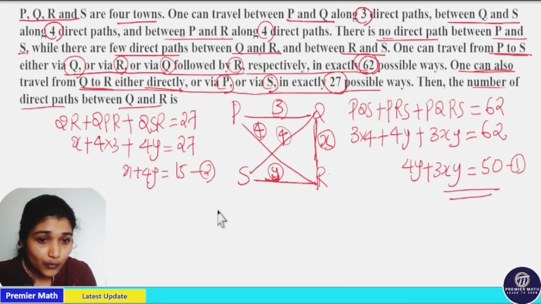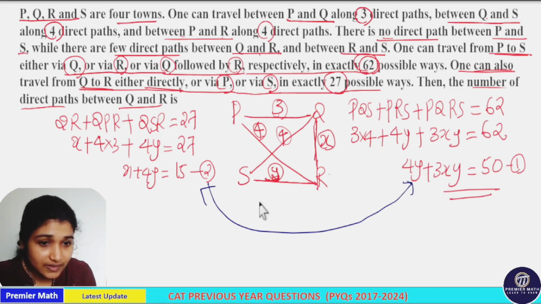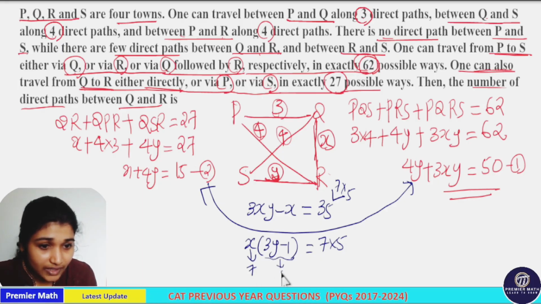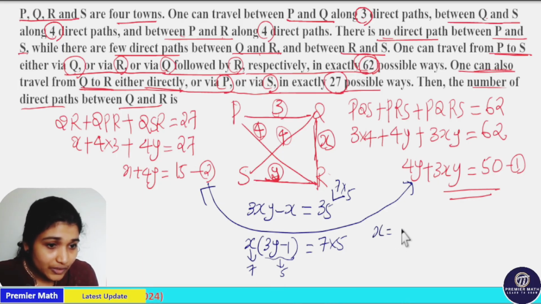Now, if you look at this, 4Y is common in these two equations. So just take equation 1 minus equation 2. 4Y cancels, the remaining is 3XY minus X, which is equal to 50 minus 15, which is 35. Now 35 I can split as 7 into 5. So here take X common. X into 3Y minus 1 is equal to 7 into 5, which means I can take X as 7 and 3Y minus 1 as 5. That is, X is equal to QR is equal to 7 ways. The total number of ways is 7.